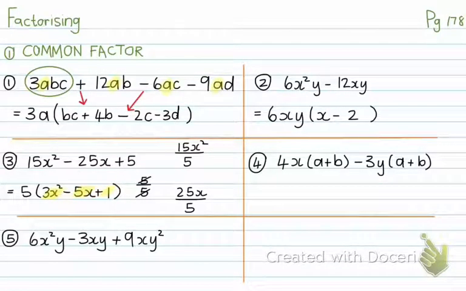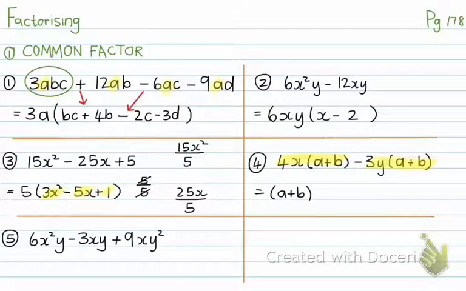Okay, let's look at question number 4. Now, question number 4 is a bit different than the rest that we've done. Okay, can you see that there's only two terms in this expression? 1 and 2. And what do you see is common in both these two terms? Isn't it just the bracket a plus b? So I'm going to take out the common factor, and the common factor is a plus b.